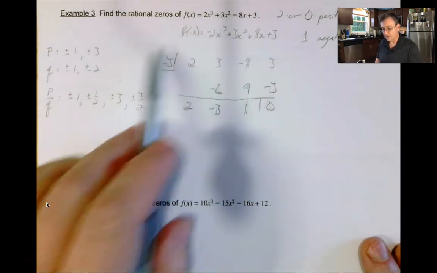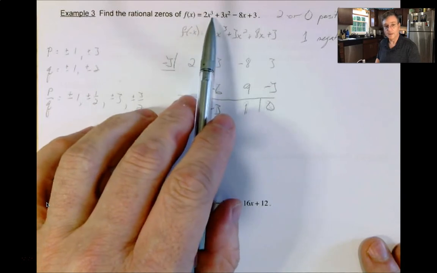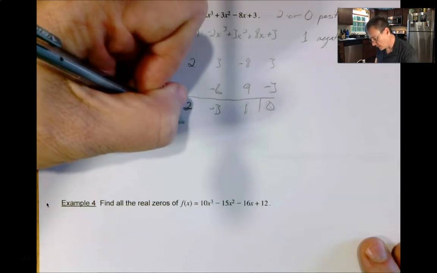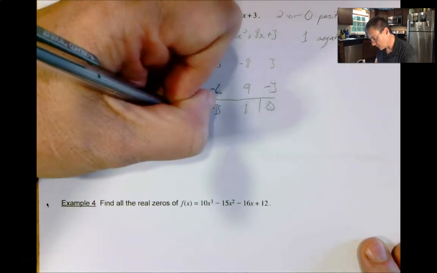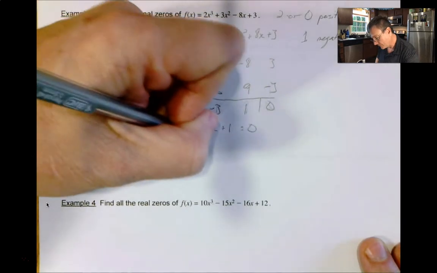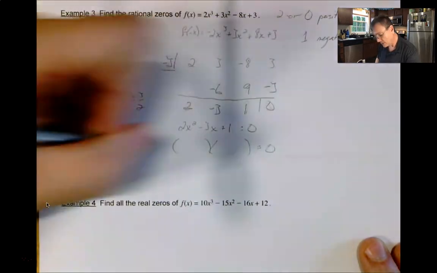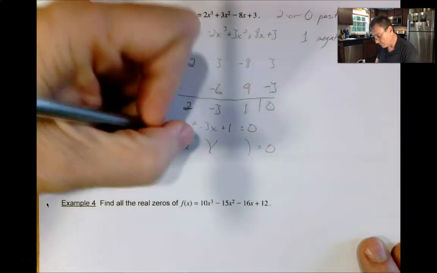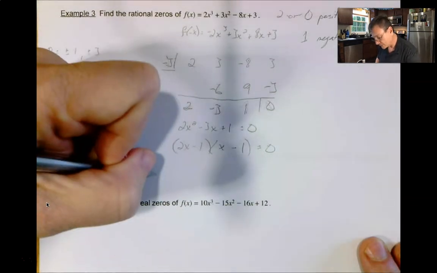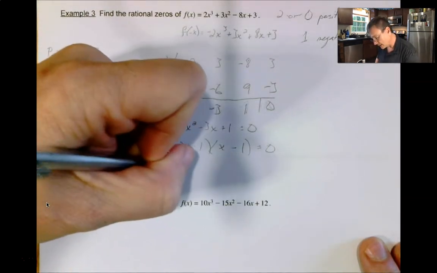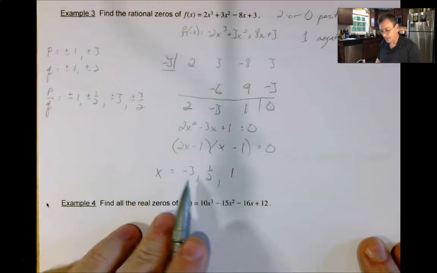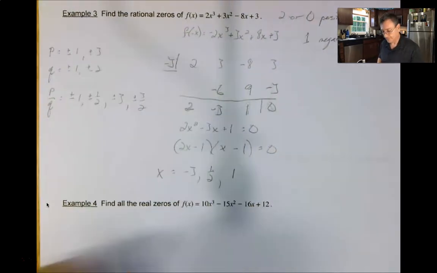The truth is, it didn't matter if I went after the positive ones or the negative ones, because it's cubic. I just need to find 1, and then I'm down to quadratic. So I found this one. We have 2x squared minus 3x plus 1 equals 0. This factors: 2x minus 1, x minus 1 equals 0, and we get final answer x equals negative 3, positive 1/2, positive 1. 1 negative, 2 positive.